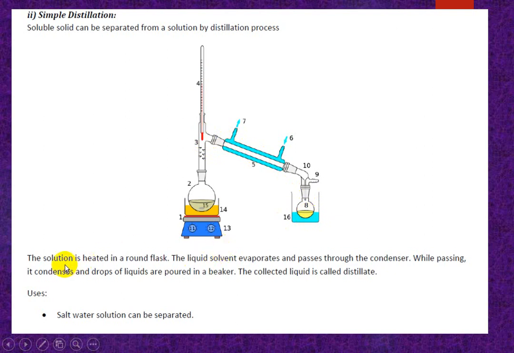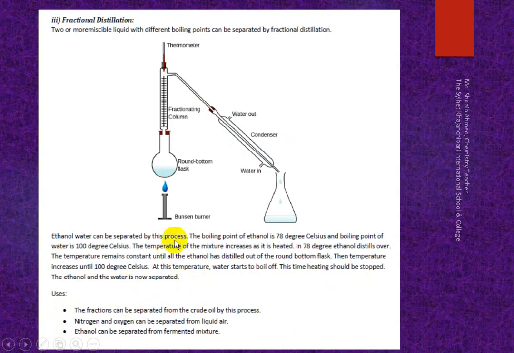So the solution is heated in a round flask. The liquid solvent evaporates through the condenser. While passing, it condenses and drops of liquid are poured into a beaker. The collected liquid is called distillate. So we say a salt water solution can be separated.